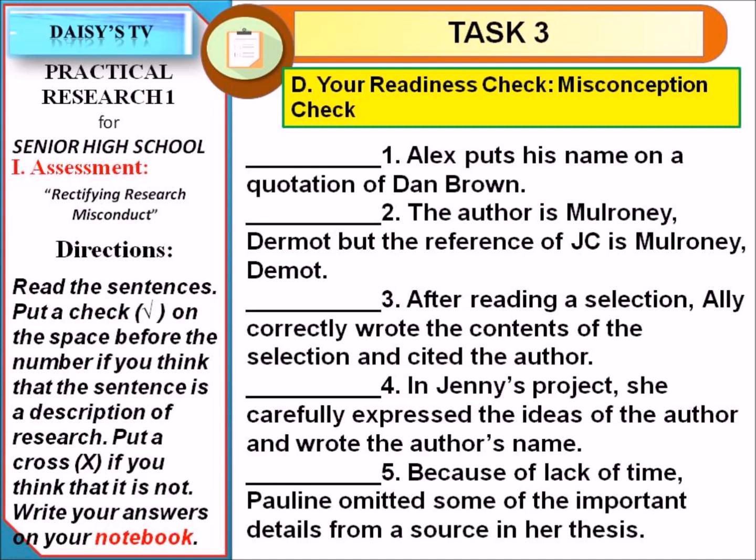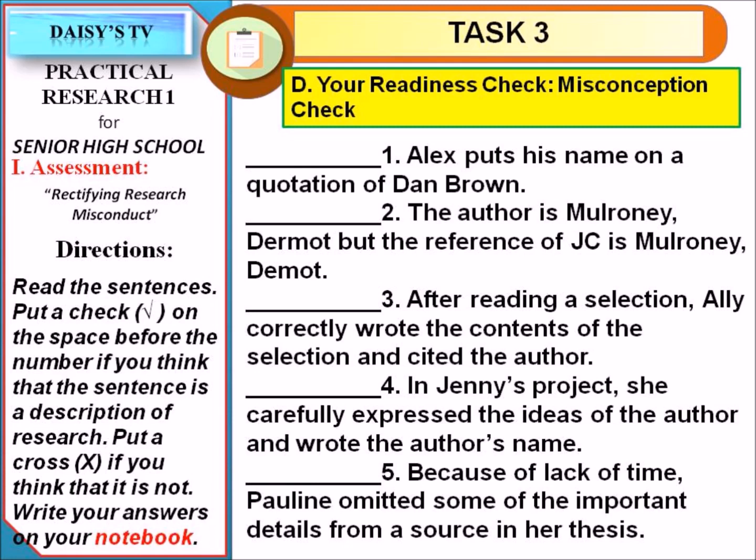Task D, your readiness check, misconception check. Read the sentences, put a check on the space before the number if you think that the sentence is a description of research. Put a cross if you think it is not. Write your answer on your notebook.